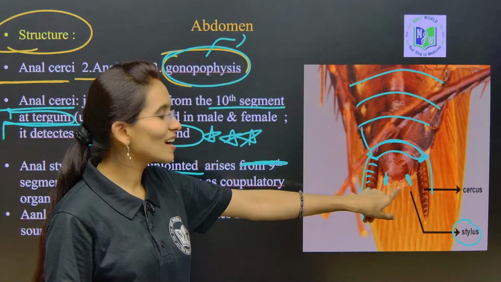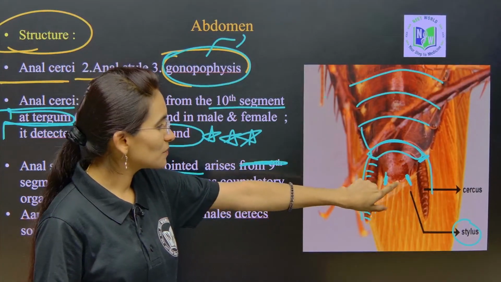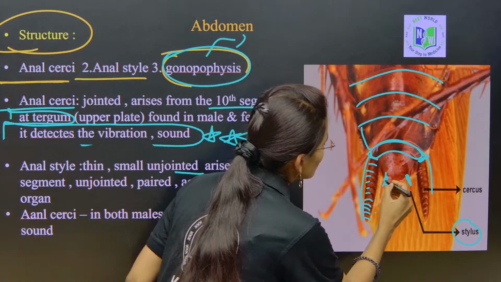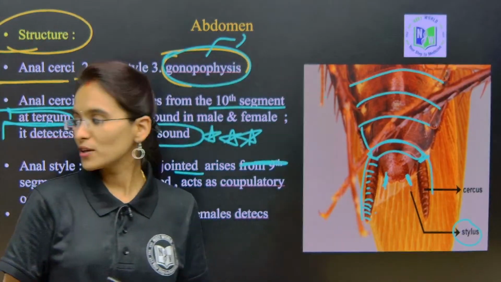When it comes to the anal styles, this we can find. So these are also going to act like the copulatory organs.